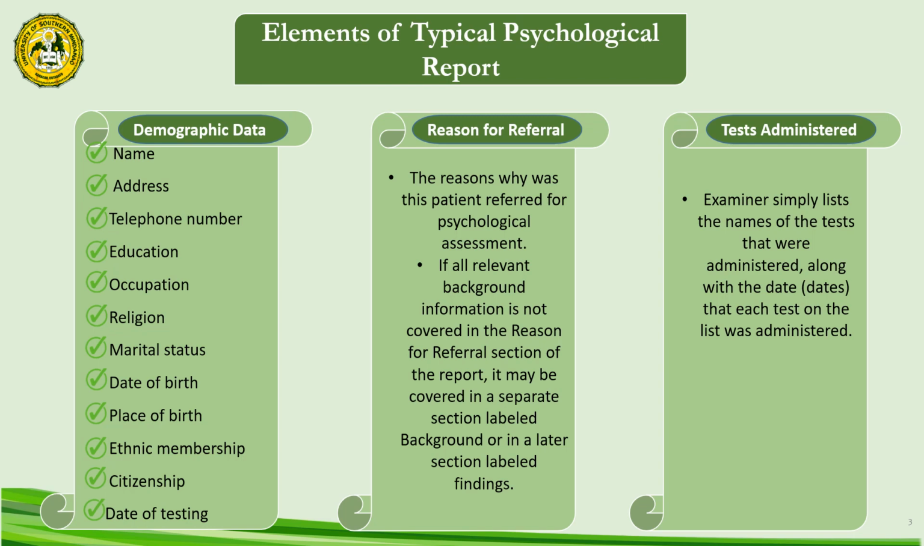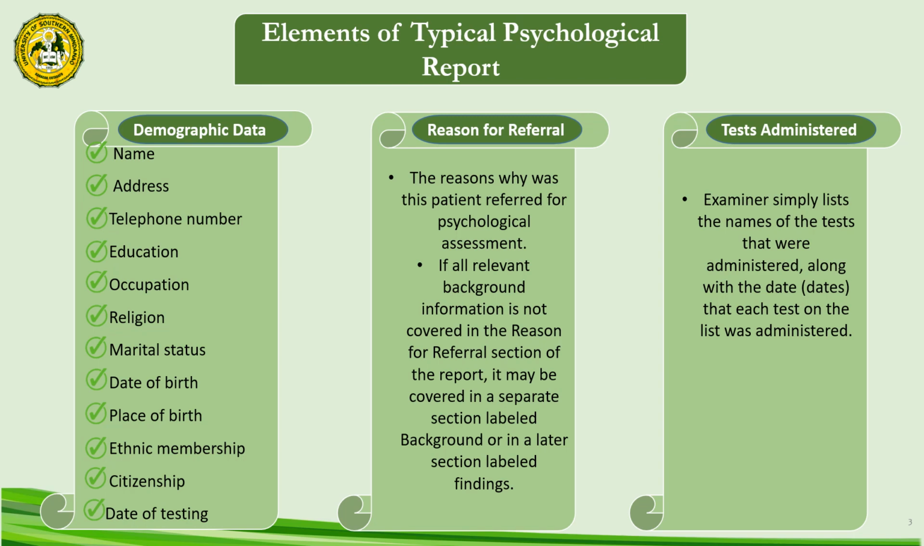So the second element of a typical psychological report is reason for referral. Under this are the reasons why this patient was referred for psychological assessment. If all relevant background information is not covered in the reason for referral section of the report, it may be covered in a separate section labeled background or in a later section labeled findings.